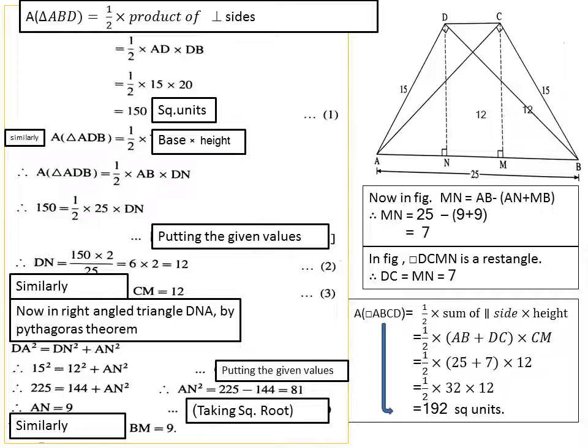Thus, in this example, we used the property of area of triangle or formula of area of triangle, Pythagoras theorem, opposite sides of rectangle are congruent, and betweenness. These four properties are used. Using these four properties, we can easily find out the answer of this question. Now, another example.